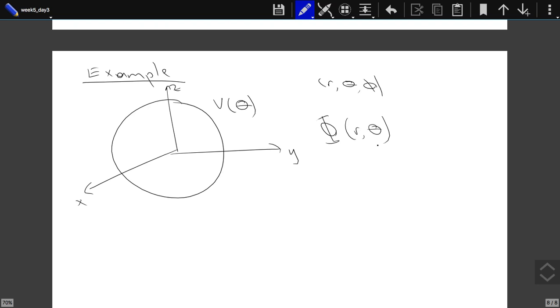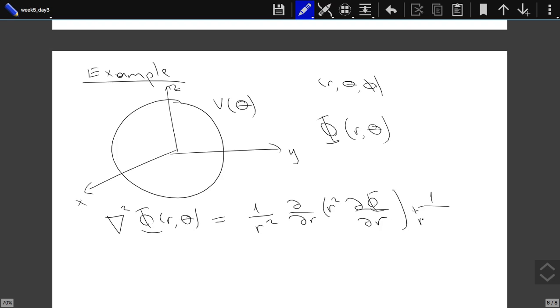So let's start with the Laplacian. The Laplacian acting on a function that depends on only r and theta is, let's just check it up, equal to 1 over r squared d by dr of r squared times the derivative of the function with respect to r, plus 1 over r squared sine theta, d by d theta of sine theta times the derivative of this function with respect to theta. This is my Laplacian.